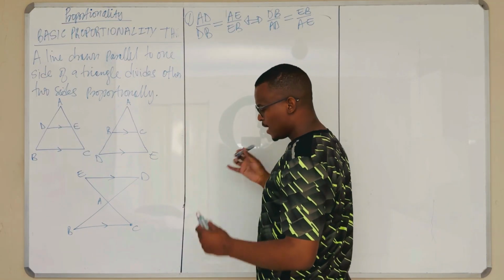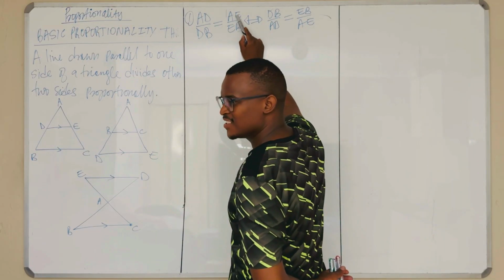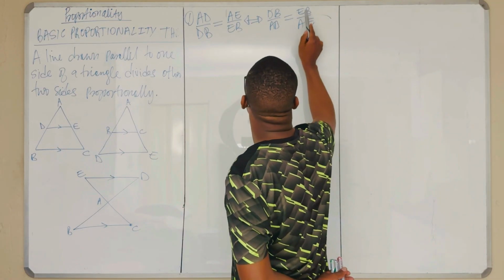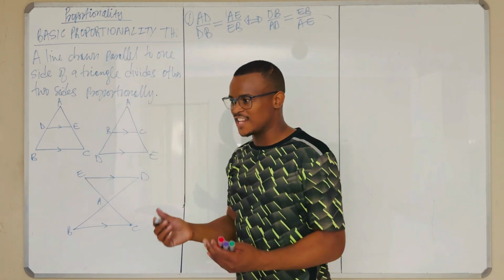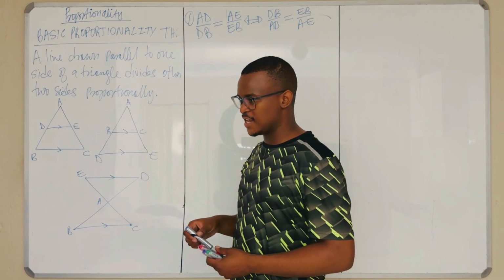I'm not sure if you understand. I'm not going to write all of them. The other one, you can say this over this is equal to this over this, or this over this is equal to this over that. As long as you take the ratio of the same parts, it's going to work. Does it make sense? Do you understand?